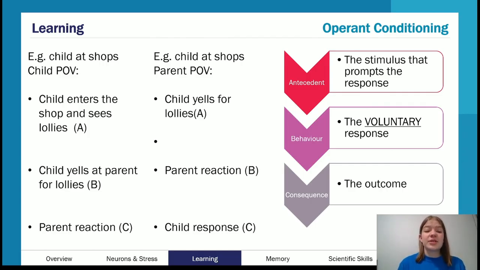From the parent's perspective, the antecedent is the child yelling for the lollies. The parent's reaction is their voluntary behavior, and then we've got the child's response. So let's say the parent goes, yeah, okay, you can have your lollies. And so the child's being positively reinforced. But then if the child keeps yelling anyway, the parent's less likely to do that again in future because they didn't get any reinforcement. And so we might not expect this cycle to continue. But if the child, on the other hand, was quiet, we know that the parent would have been negatively reinforced because the unwanted stimulus of the child yelling has been removed.